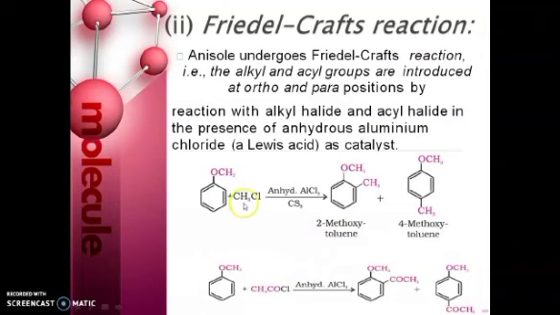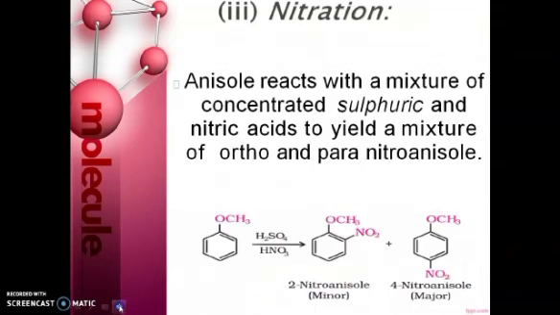And if instead of methyl chloride you use an acyl halide, then the acyl group is attached at the ortho and para positions. Next is the nitration. Anisole reacts with a mixture of concentrated sulfuric acid and nitric acid to yield a mixture of ortho and para nitroanisole. Here you see this is the anisole, and it reacts with the nitrating mixture.